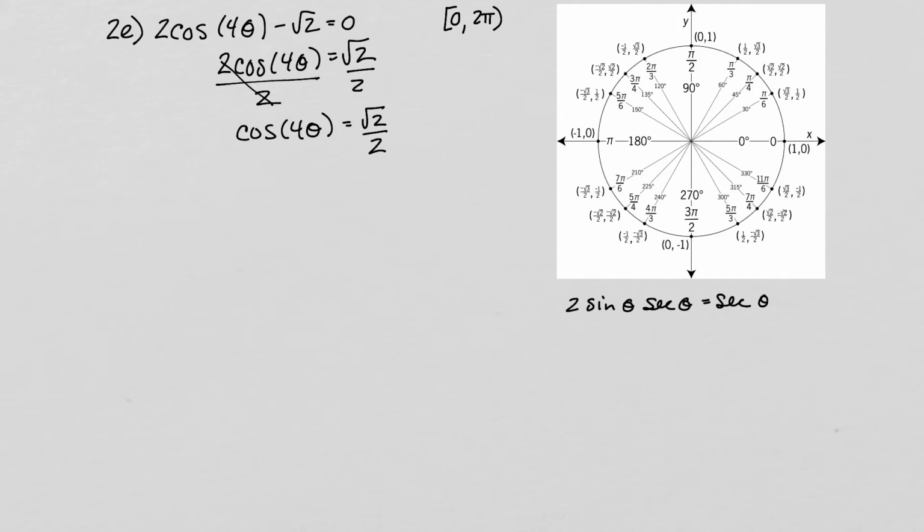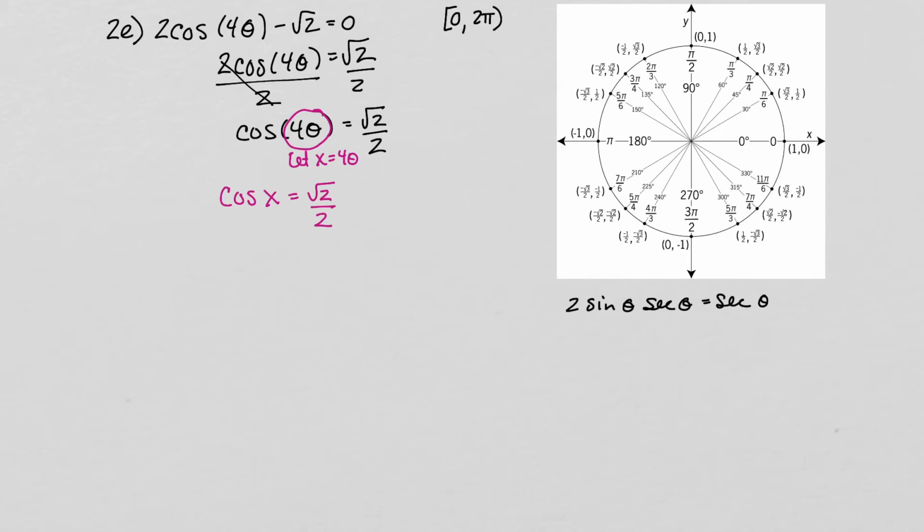The thing here is that we are trying to figure out 4 theta. Anytime you have an argument in here that's not just theta or not just x, usually we set another variable. So we're going to let x be equal to 4 theta. Instead of solving the original problem, we're going to solve the cosine of x equals root 2 over 2.